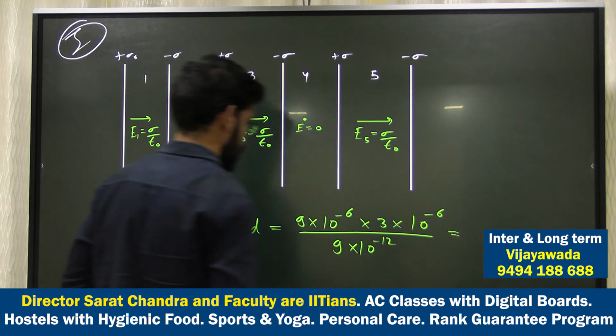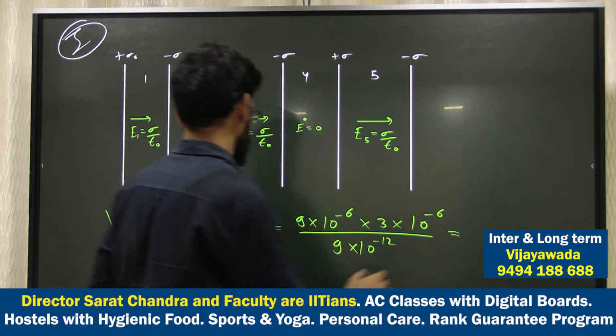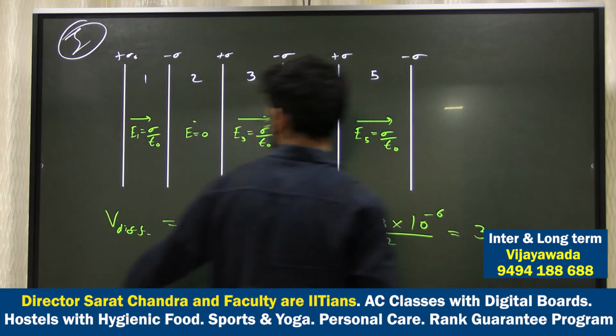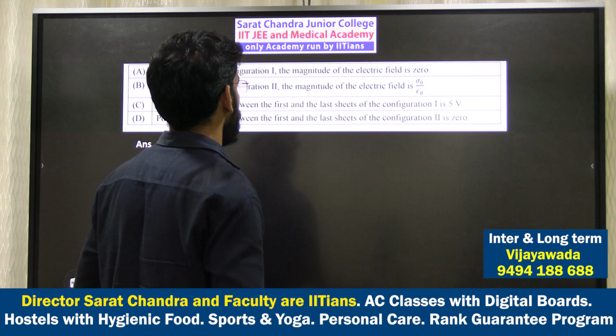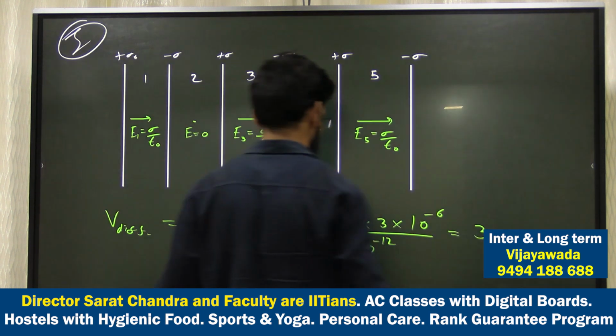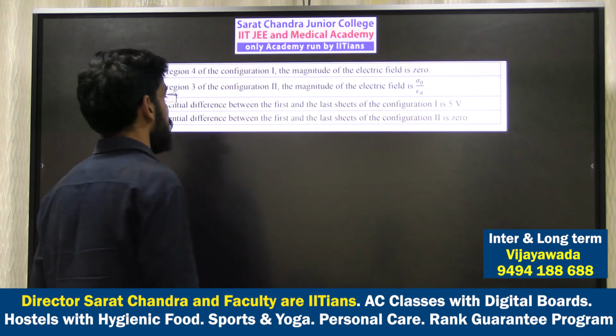Okay. From here how much you got? 9 got cancelled out. 3. This comes 3, right? So the option here is 5, right? So this is given 5 volt, we are getting 3. So this is not correct.